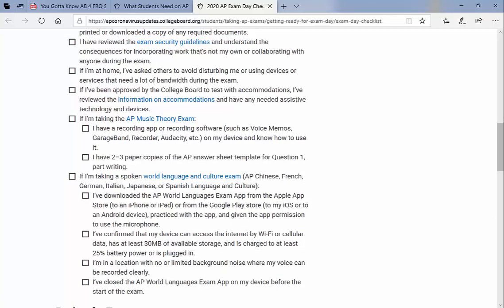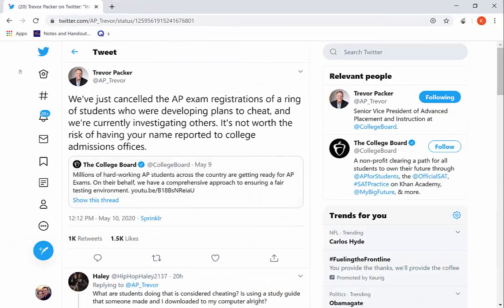As far as exam security, by the way, this is kind of interesting, but someone shared with me this morning that they've already caught a bunch of students cheating. I think here's the official tweet. This is from one of the heads of the AP program. He said, "We've just canceled the AP exam registrations for a ring of students who were developing plans to cheat, and we're currently investigating others. It's not worth the risk."